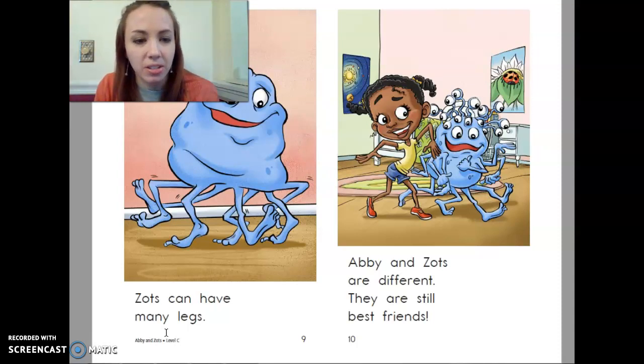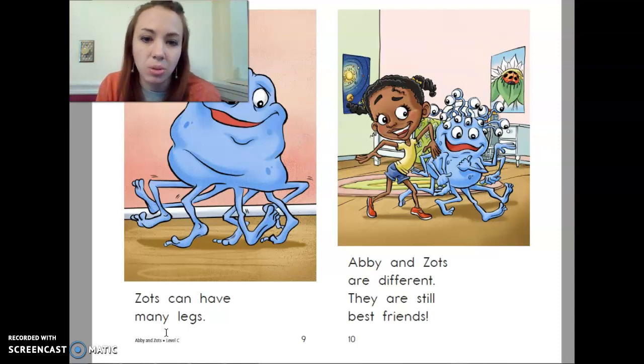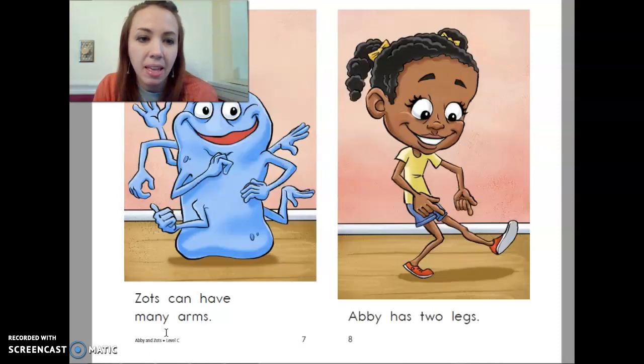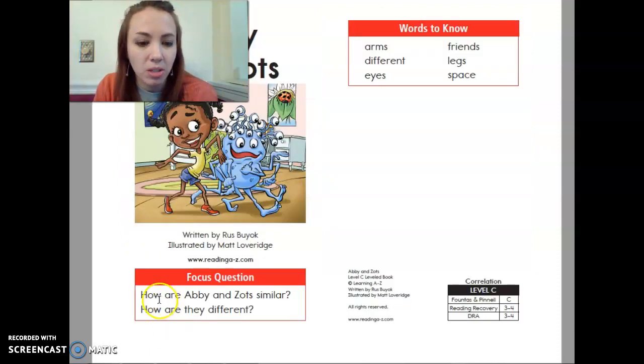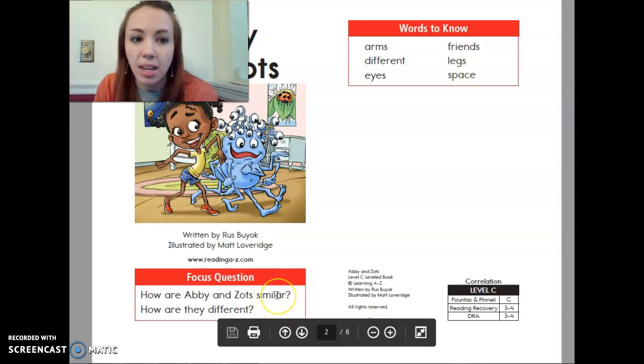Who are the characters in our story? Remember, characters are either the people or the animals that the story is about. So who are the characters in this story? Who was it about? Yeah, Abby and Zots are our 2 characters. Right? And then if we go back to our focus question, how are Abby and Zots similar? Meaning, how are they the same? And then how are they different? So think about that. How are Abby and Zots similar?